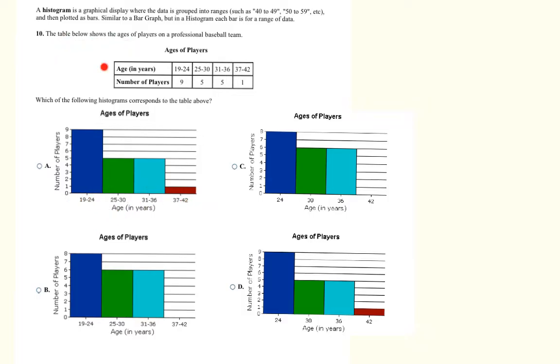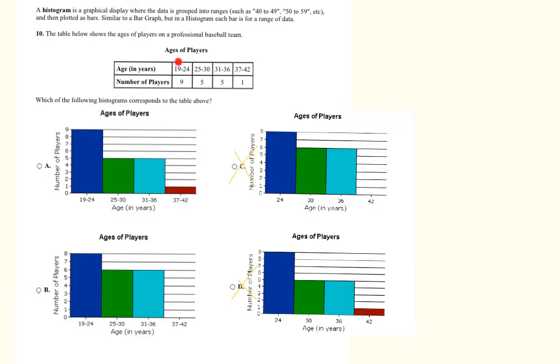And then the table below shows the ages of players on a professional baseball team. Which of the following histograms corresponds to the table above? So looking at my x-axis here, only 2 of these have ranges. So C and D are actually bar graphs because they don't have the ranges. A and B are the histograms. So that means it can't be C and it can't be D. So I'm down to 50-50 by just noticing that A and B are the only histograms.